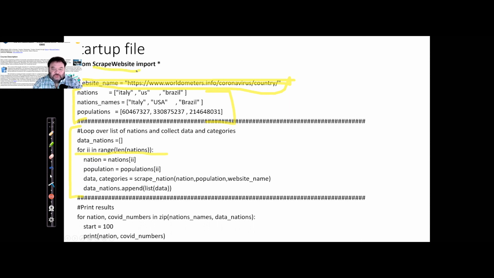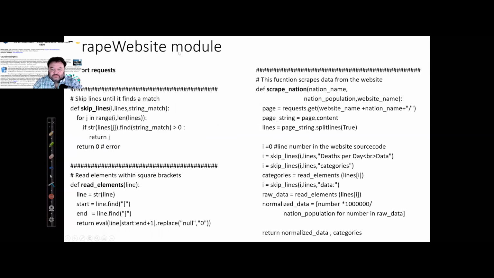This is the module that is in the next slide. And then here I even print the results. So very simple. We'll go over this again. And this is the module where we scrape the data set. This is how to scrape a nation. It uses a couple of utility functions, one to read the actual number and one to skip lines that are of interest.